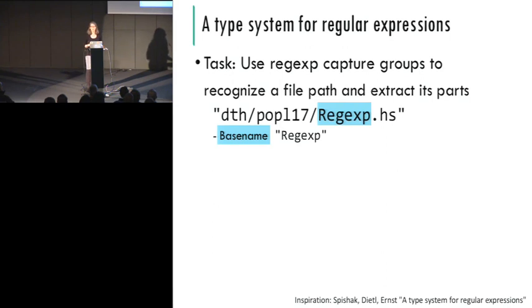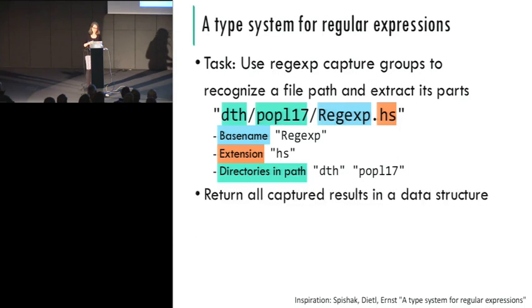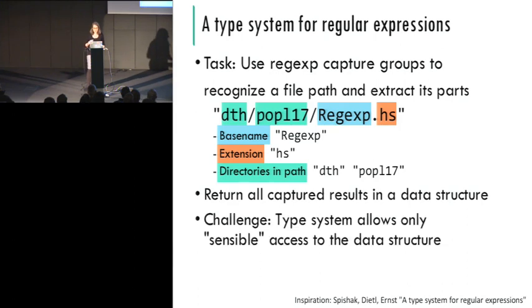Or I might want to pull out the extension, even though maybe the extension is there, maybe it's not. I want to find it if it is. Or maybe there's a set of directories in that file path, and I want all of the strings that are the directories of that file path. So I want to get all this information out of that string, and I want it to come back to me in some kind of data structure. The type system is going to come into play because it's going to guard how I access that data structure. It's going to make sure that I'm using that data structure correctly.